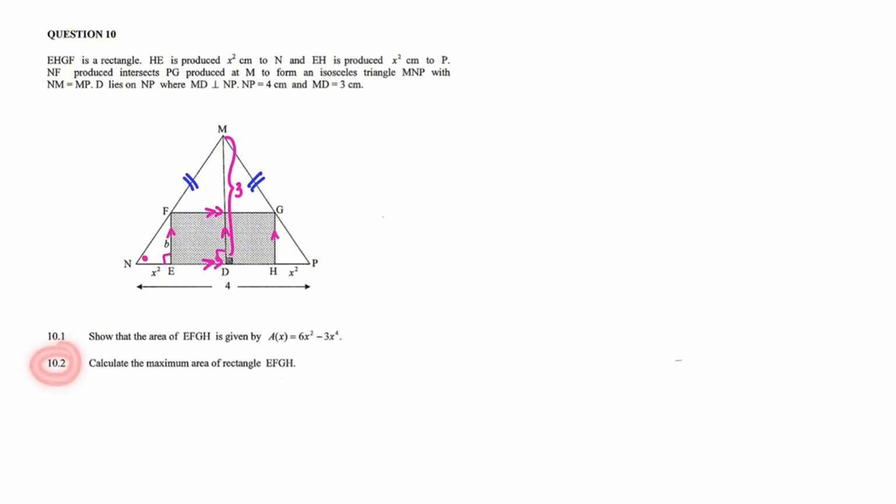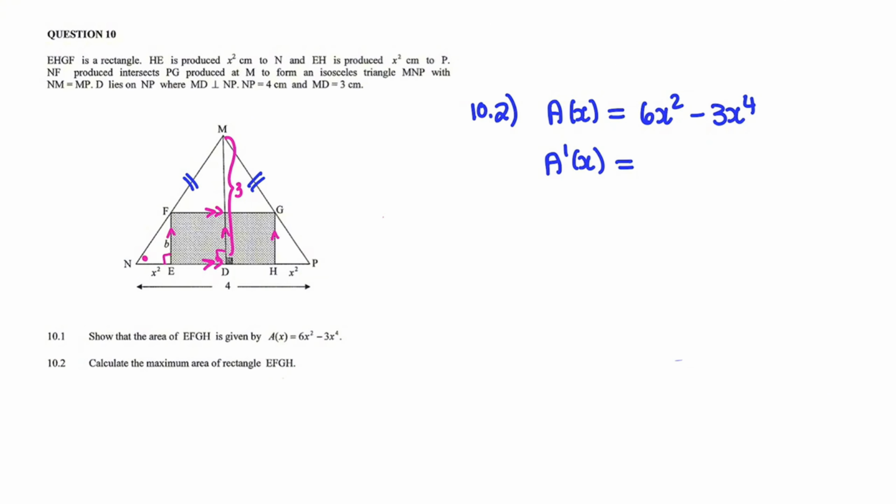10.2. Calculate the maximum area of rectangle EFGH. So they gave us the area of the rectangle, and that area is 6x squared minus 3x to the power of 4. Now for the maximum area, I need to take the derivative of the area and set that equal to 0. So the derivative is 12x minus 12x cubed.